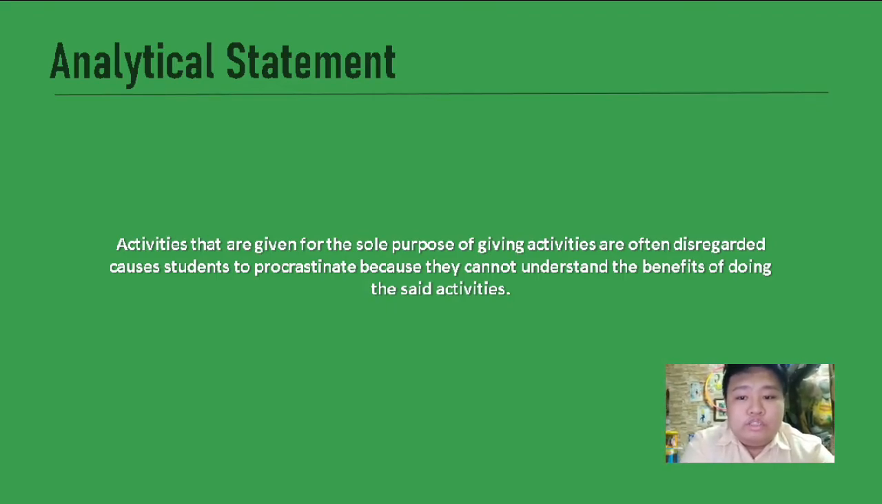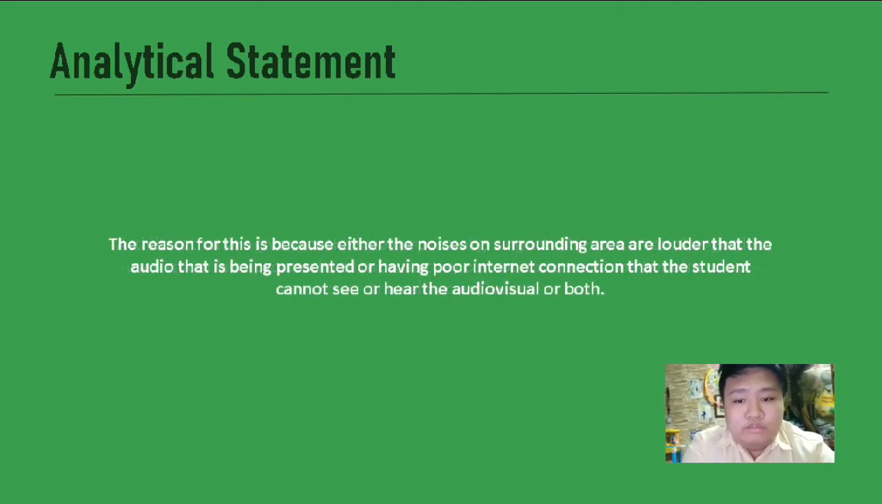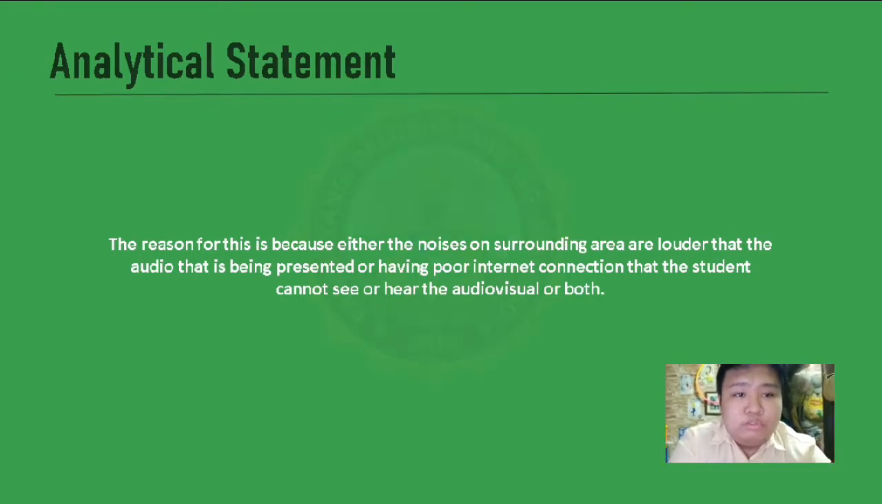Students are also faced with the inconsistency of audiovisual use, which is also affected by the noisy environment, also a factor that affects students' performance with a relative importance index of 0.7828. The reason for this is that either the noise in the surrounding area is louder, or the audio being presented is poor, or there is a poor internet connection so that the student cannot see or hear the audiovisual or book.